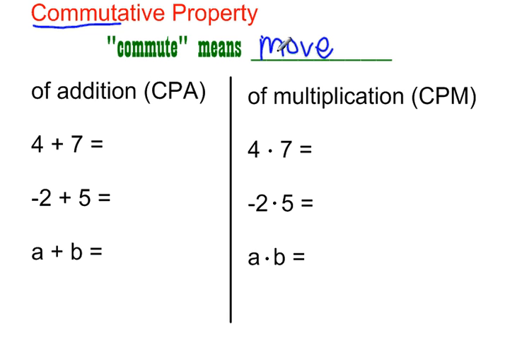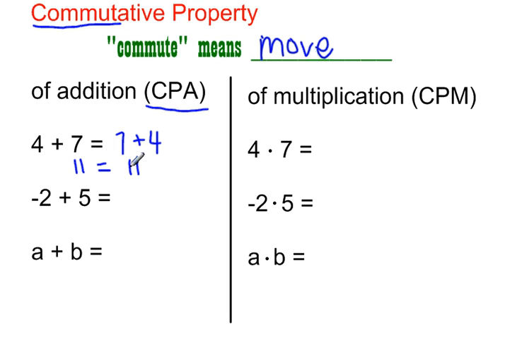So the commutative property of addition, or for short, you can write CPA, commutative property of addition, means that I'm allowed to move the numbers in an addition problem and it won't change my answer. 4 plus 7 is 11. On this side of my equal sign, I'm going to move the numbers. So instead of saying 4 plus 7, 7 plus 4. What is 7 plus 4? It's 11.